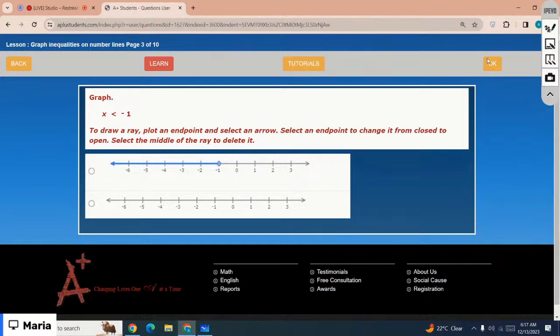x is less than negative 1. Which is the correct option? Option 1 or option 2?